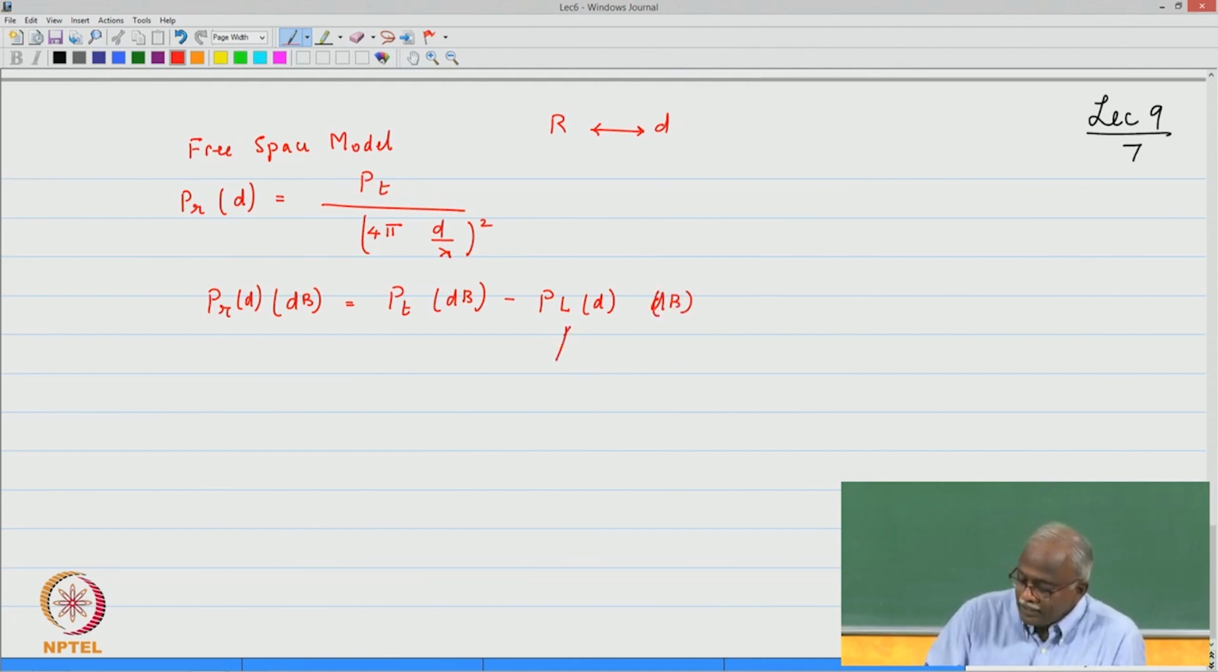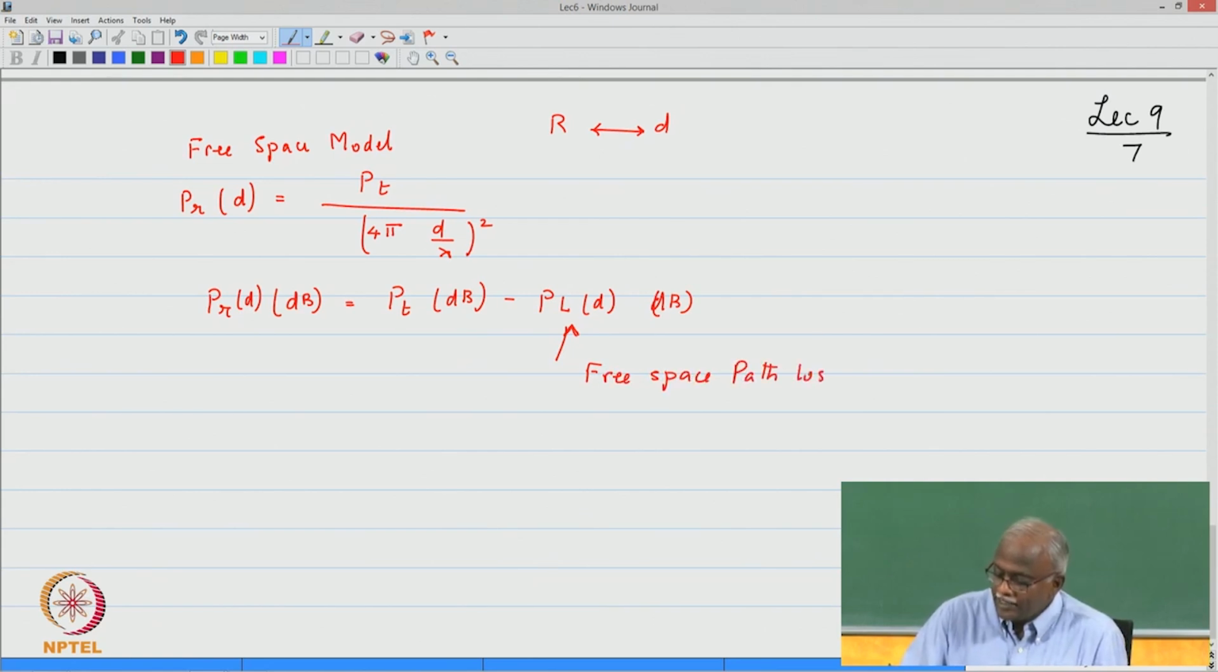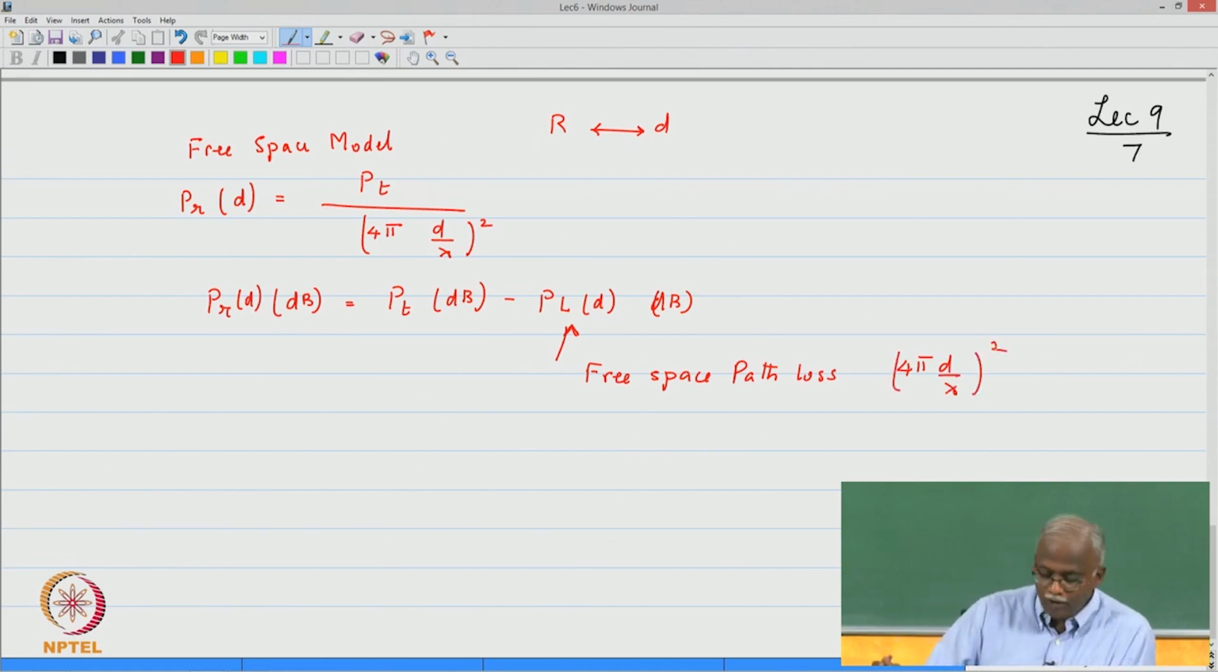So, this quantity, which is the path loss, is referred to as the free space path loss, and it is given by 4 pi d by lambda whole squared. And of course, this can be expressed in dB if you want to express the path loss in dB. Okay. So, this is a very good way for us to understand how the free space path loss works.